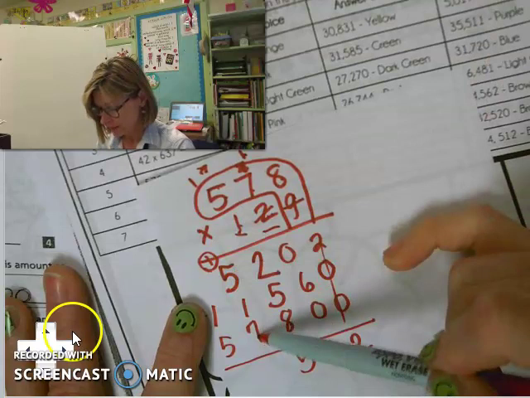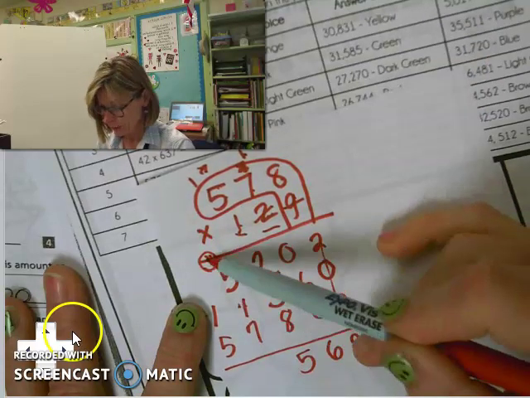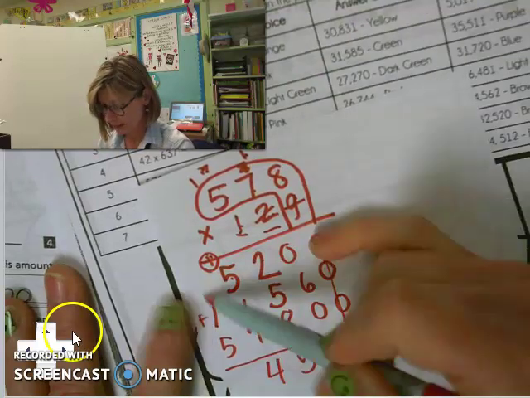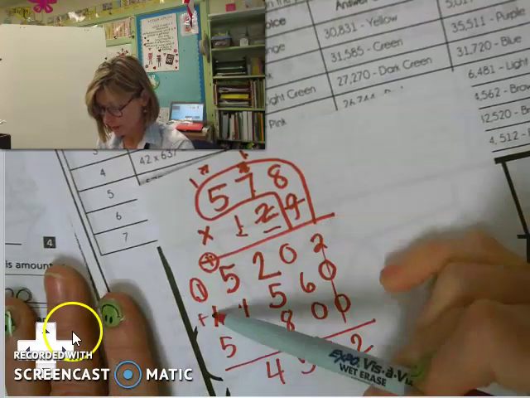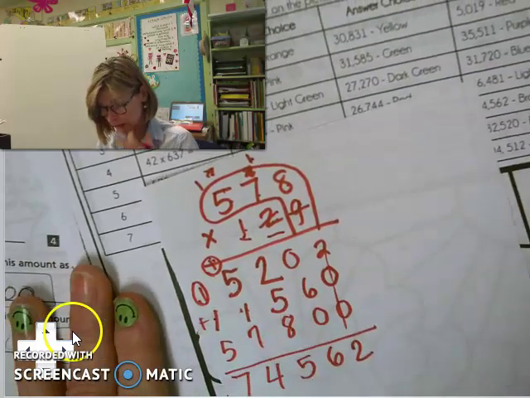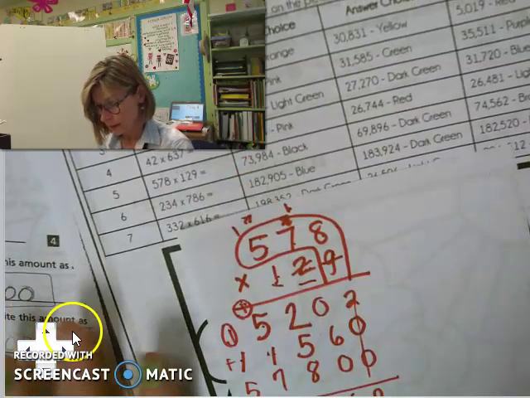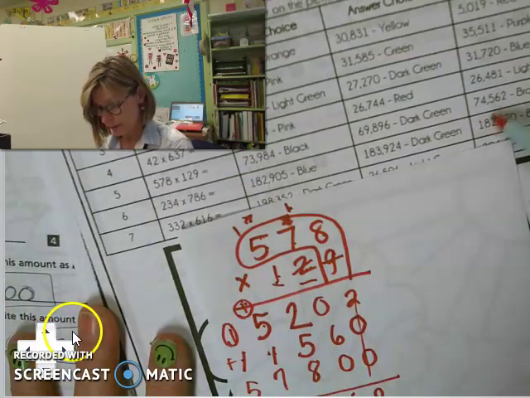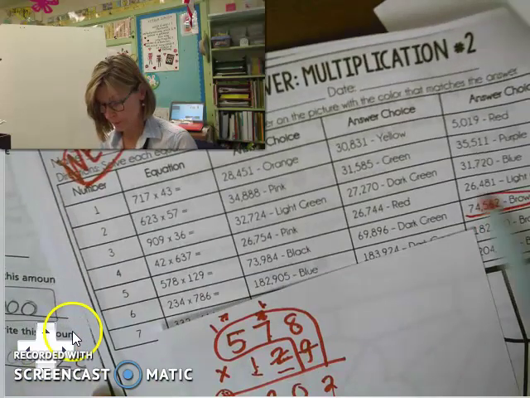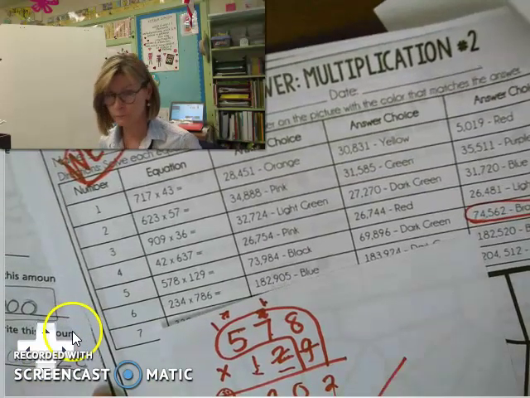Right here I've got 7, 8, 9, or I could think 5 plus 2 is 7, and 7 and 7 is 14. And then 5, 6, and 7. Right, so I'm looking for an answer choice of 74,562. And so I see that as my answer choice here. So I'm good to go.